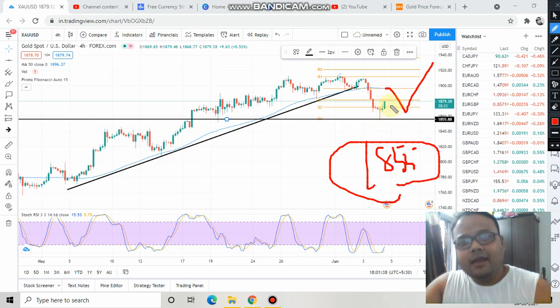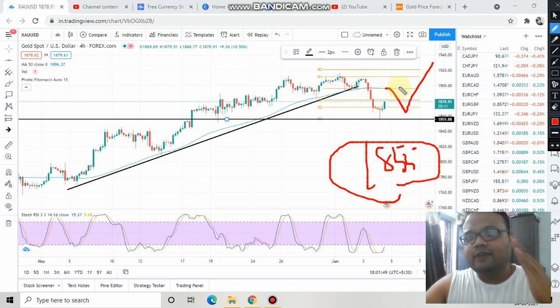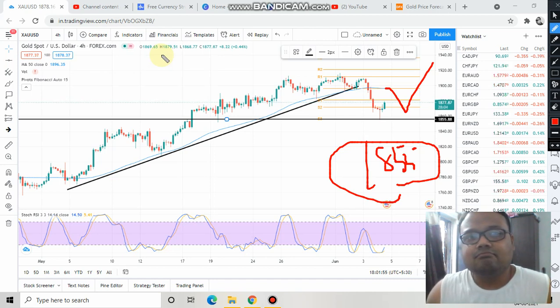Maybe gold USD may reverse from here, but you do not understand the chart. We are not sure. So why should we risk our money on a chart we are not sure of? So if possible, avoid gold USD for the Friday trading session. That's it. So hopefully you have understood.